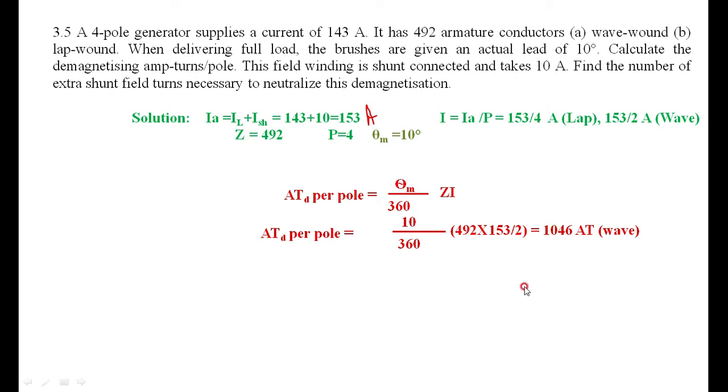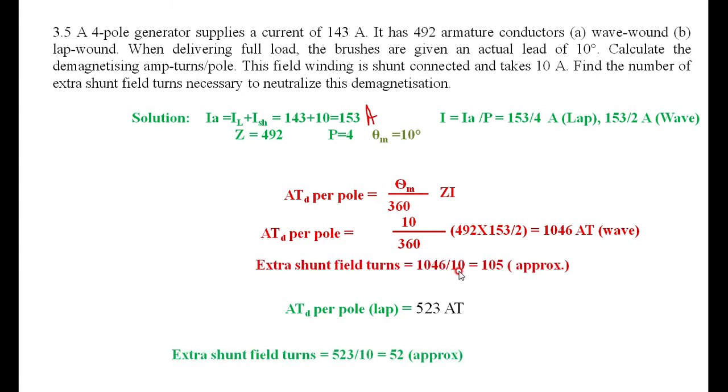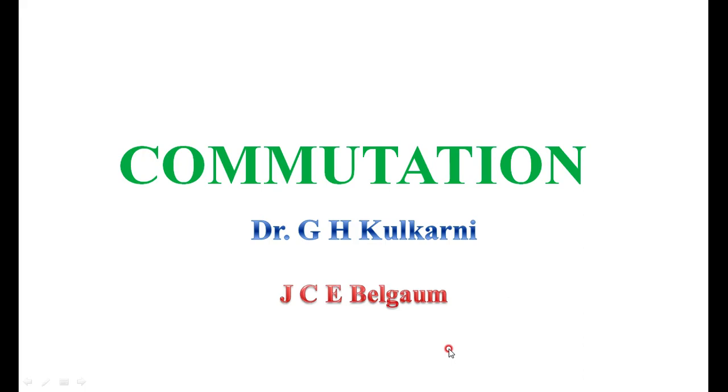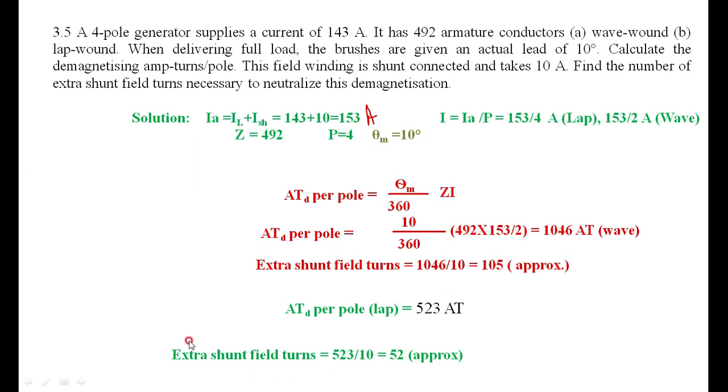So that is for wave connected. Then, for lap connected, cross magnetizing and demagnetizing are also asked. We use the same equation, however here it is 153 divided by the number of poles, which is 4. That gives 523 ampere turns. Then what are the extra turns required for wave connected? That is ATD divided by the field current, 1046 divided by 10, approximately 105. In the case of lap connected winding, the external shunt field requires 523 divided by 10, approximately 52 extra turns to nullify the demagnetizing effect.